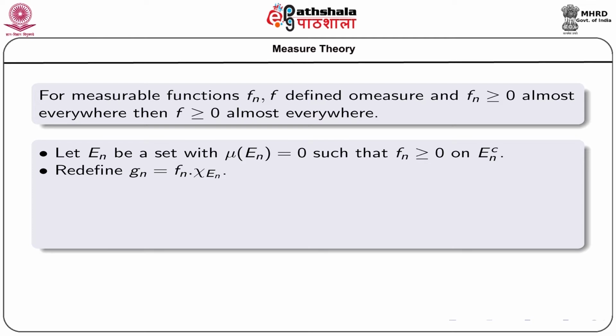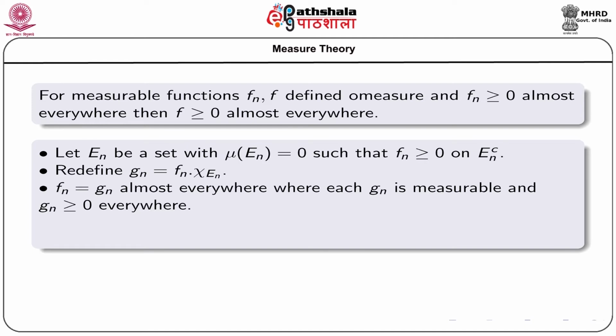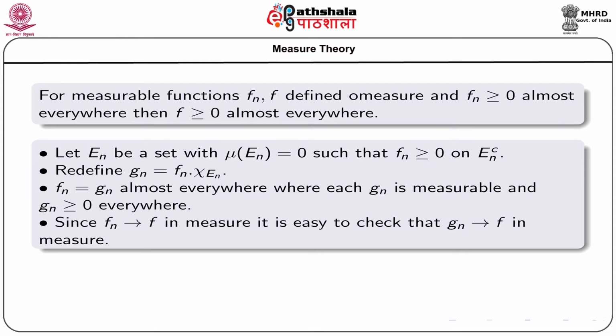Now, let us redefine a function g_n as f_n times chi_{E_n}'s complement indicator. Now, see that f_n is equal to g_n almost everywhere, and each g_n, being the product of two measurable functions, is definitely measurable, and further g_n is greater or equal to 0 everywhere. Since f_n converges to f in measure, it is easy to check that the new sequence g_n also converges to f in measure.